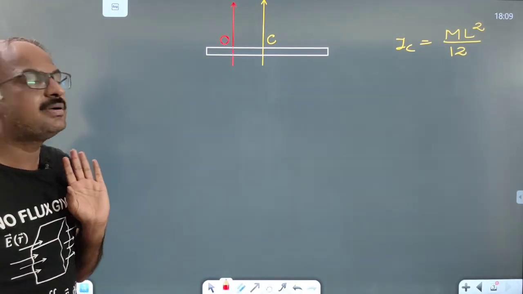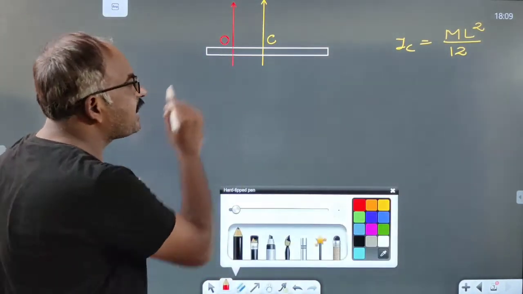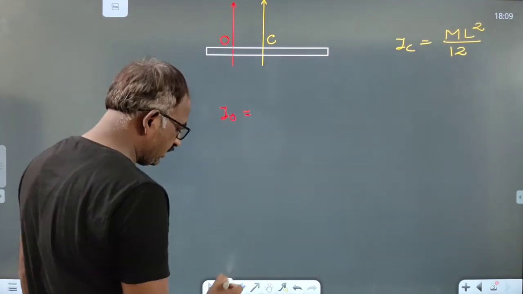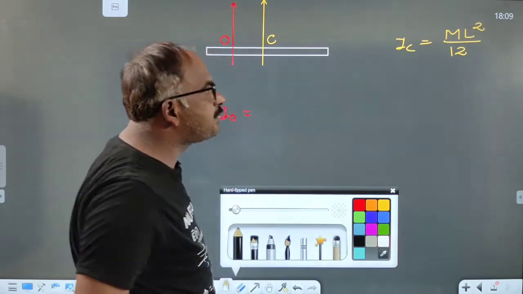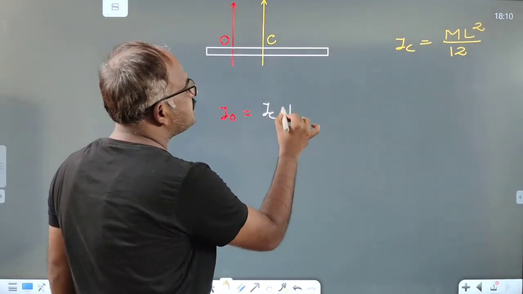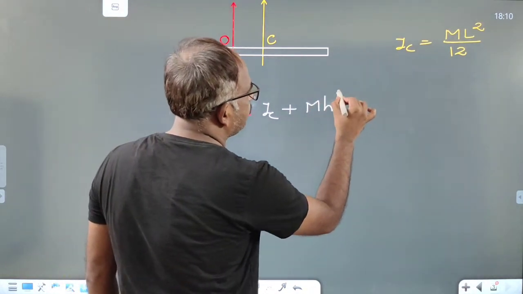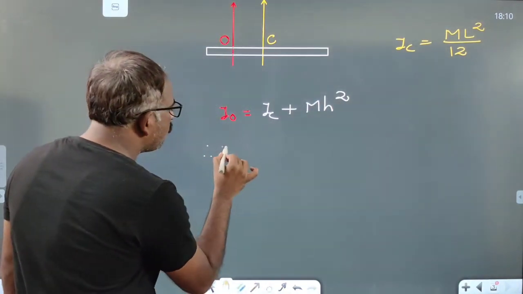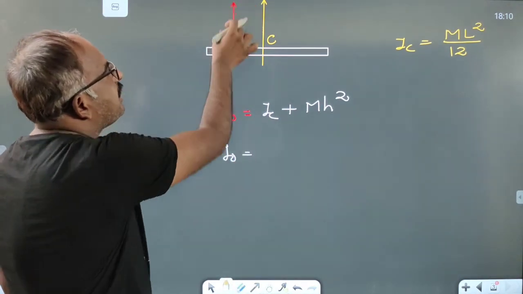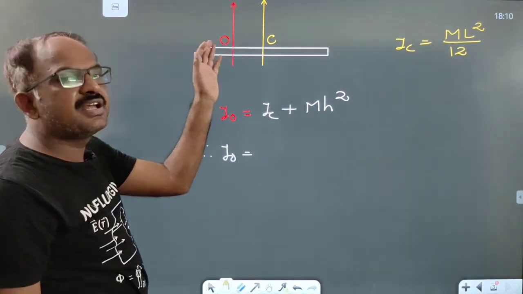Okay, now see, we are given I.C, and we have to find I.O. According to the principle on parallel axis, I.O. is equal to I.C plus M.H square. I.O. is the moment of inertia of thin uniform rod about an axis which is midway between center and edge.